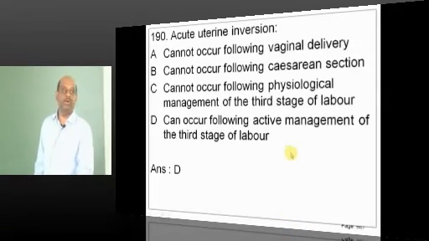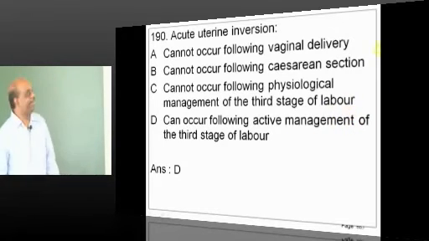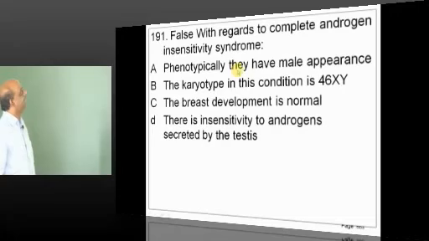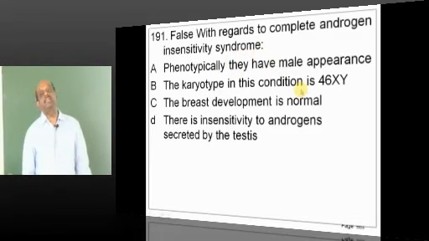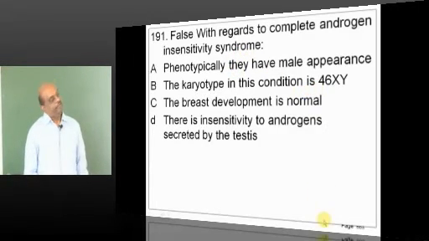Whatever you do, if it is to happen, it will be in your fate. That's the point about uterine inversion. Complete androgen insensitivity. A. Phenotype, because the development of the breast looks female.